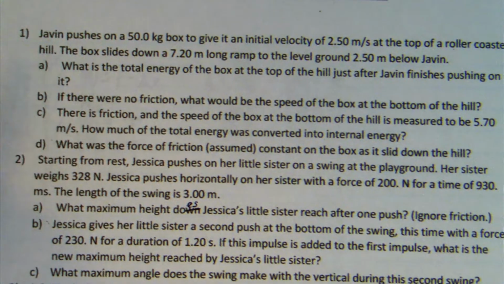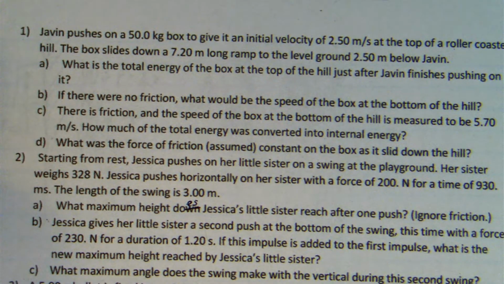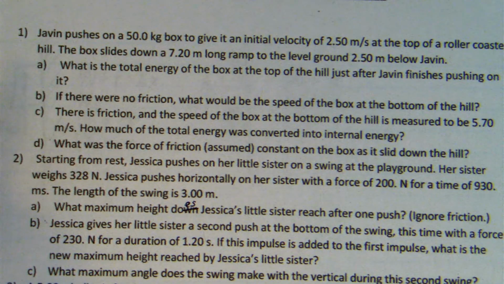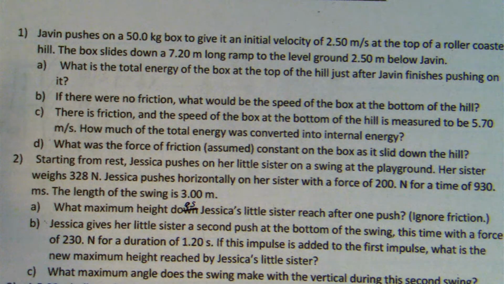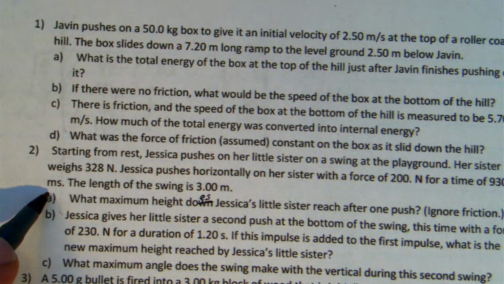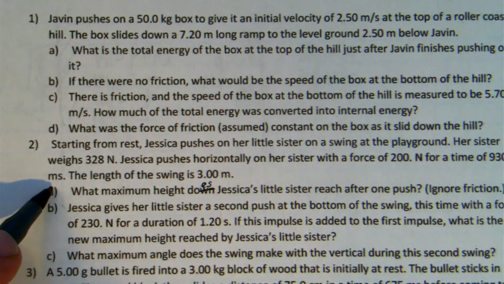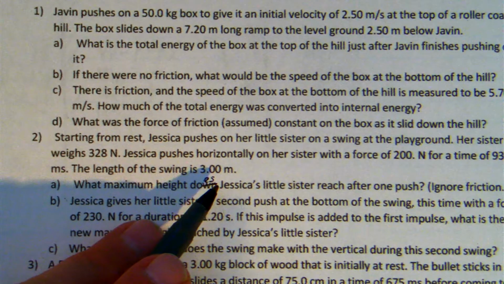I am now going to launch problem 2 from this homework assignment. Starting from rest, Jessica pushes on her little sister on a swing at the playground. Her sister weighs 328 newtons. Jessica pushes horizontally on her sister with a force of 200 newtons for a time of 930 milliseconds. The length of the swing is 3.00 meters.